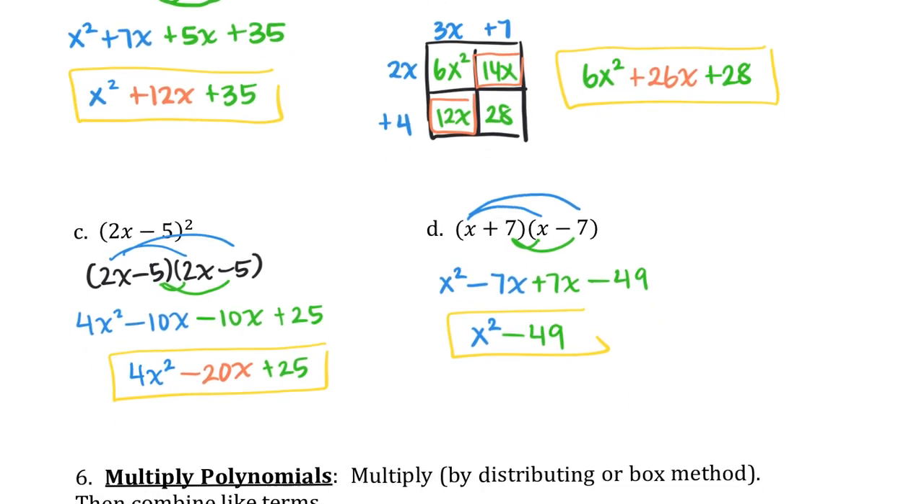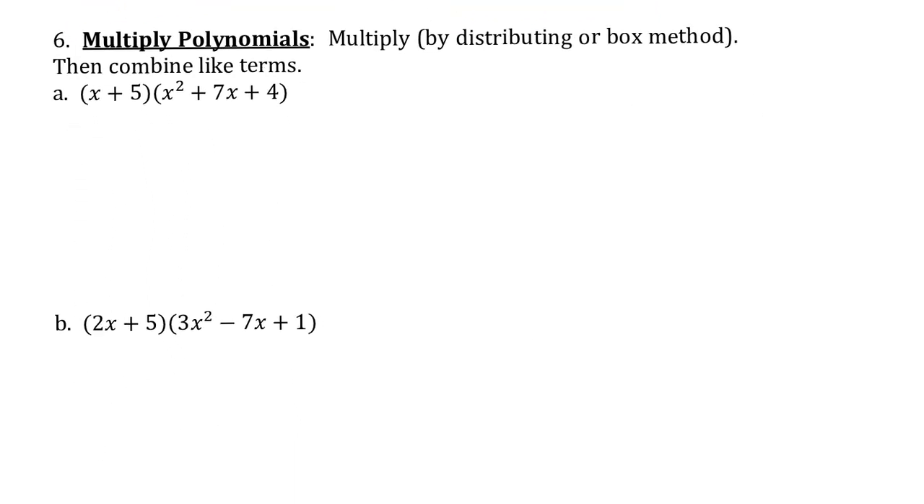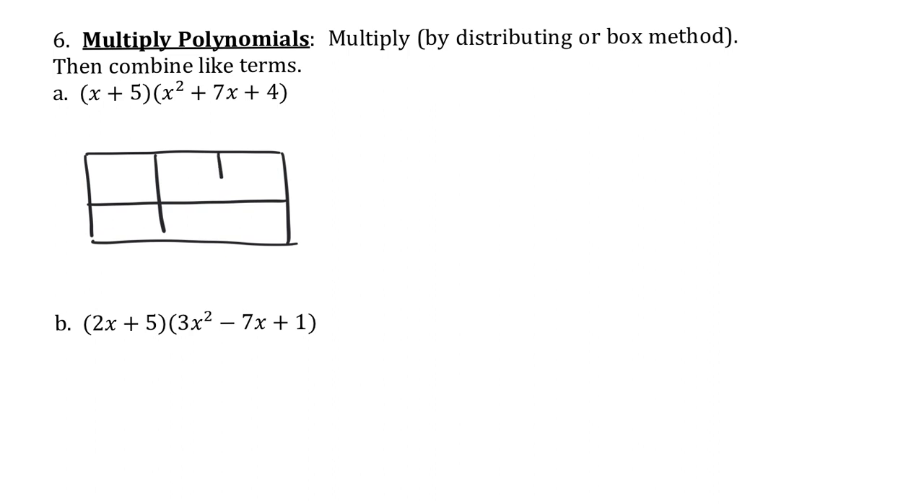Okay, let's try to multiply polynomials that are not binomials, okay? Again, you can distribute or you can box. I'm going to do the box on the first one for people who like that. Now I'm doing x plus 5 times x squared plus 7x plus 4. So your box needs to have 2 on one side and 3 on the other, and it doesn't matter which way it goes. If you prefer distributing, wait till I do B and then do it that way.